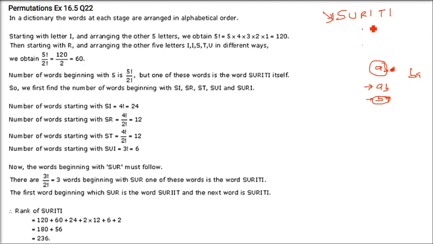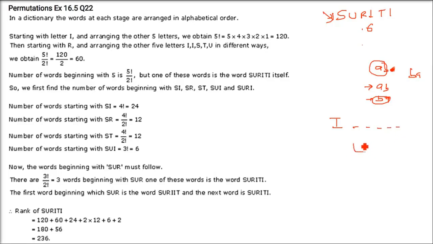So if you see A, B, C, D, F, G, A to Z, first what will come? I will come first. A, B, C, D, F, G, H, I, J. So I will come 2 times, because 2 I's are there. Then H, I, J, K, L, M, N, P, Q, R, S will come.